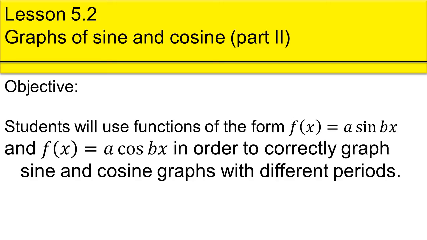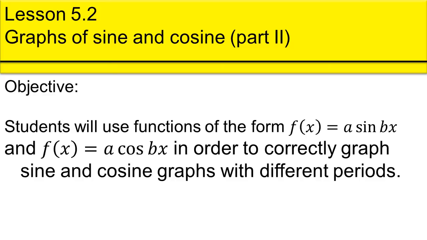Lesson 5.2, Graphs of Sine and Cosine Part 2. Students will use functions of the form f of x equals a sine bx and f of x equals a cosine bx in order to correctly graph sine and cosine graphs with different periods. Now last lesson we just focused on the a that was out in front of the sine and cosine function, but now we're going to talk about the b that comes before the x.